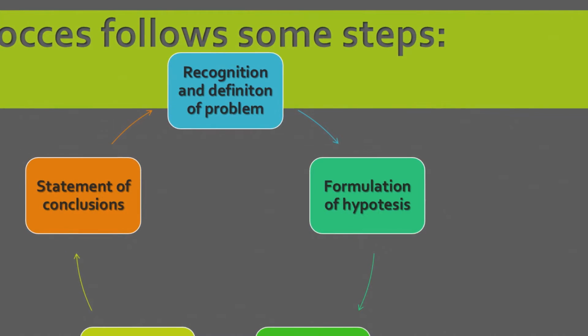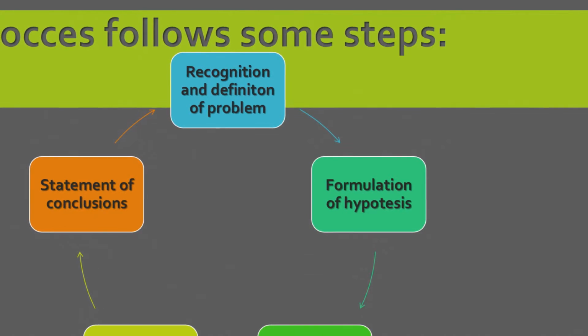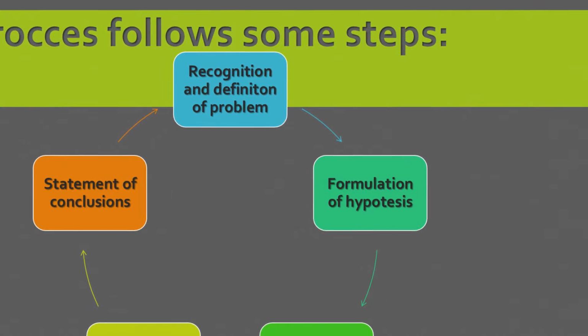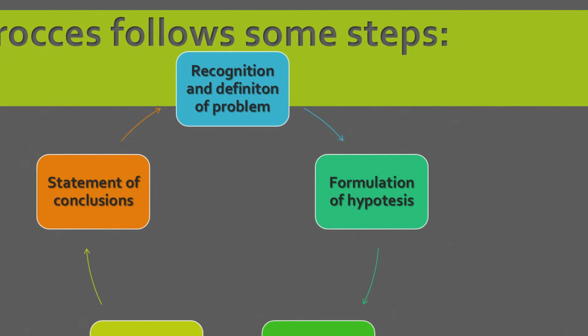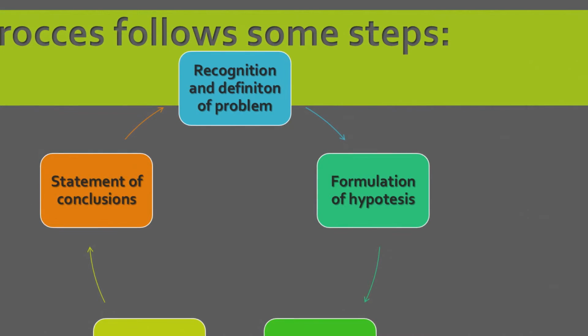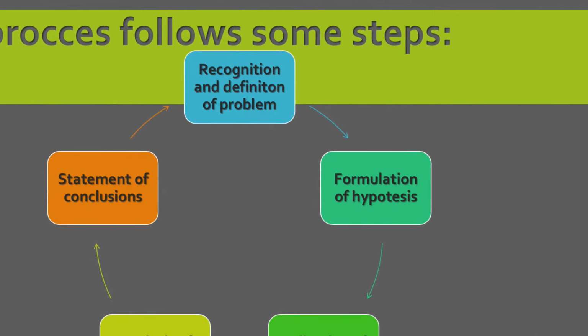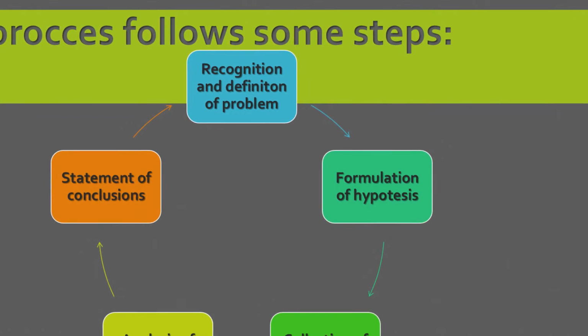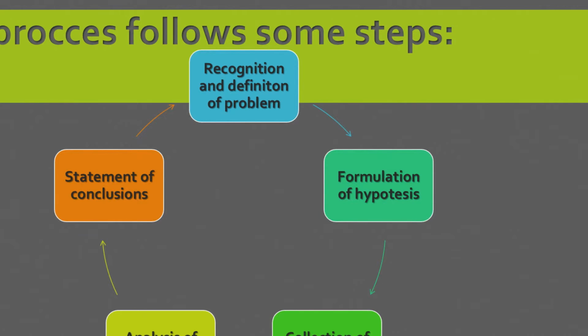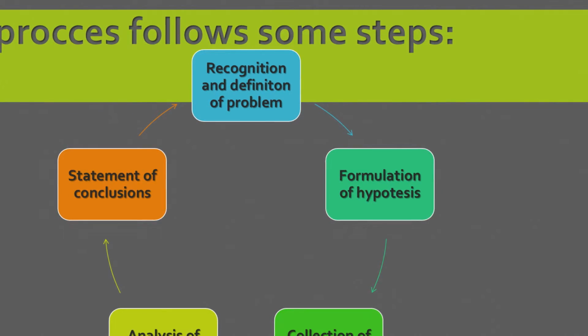The second step is formulation of a hypothesis. It's to try to predict the answer to the problem. This starts like, if I do something, then this will occur. It should be constructed in a way to help answer the original question.